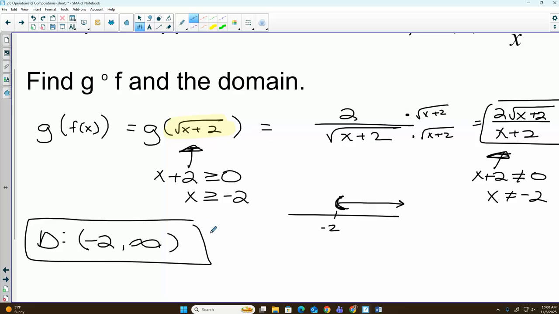All right. Do we need to do more of these? So look, do your composition, then look at the first inside function and your final answer.